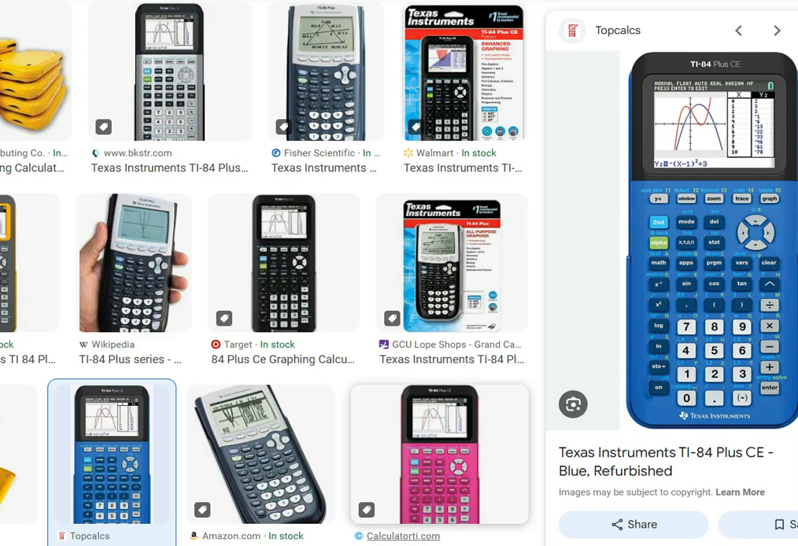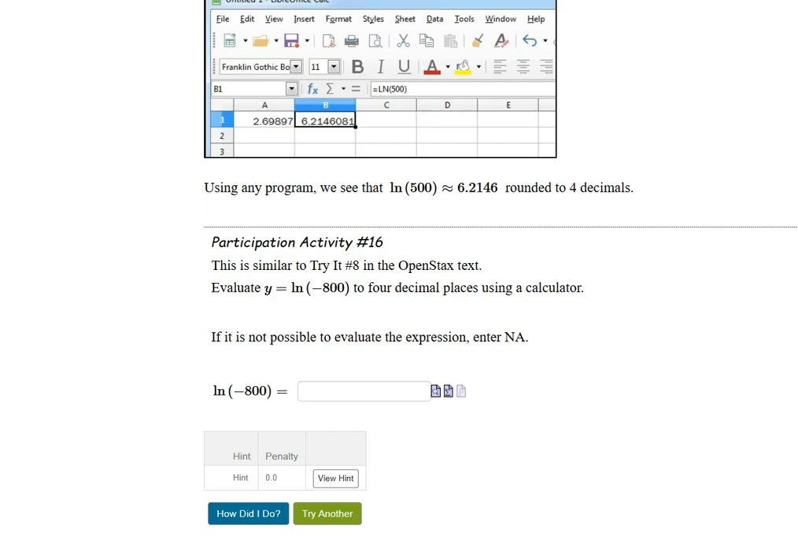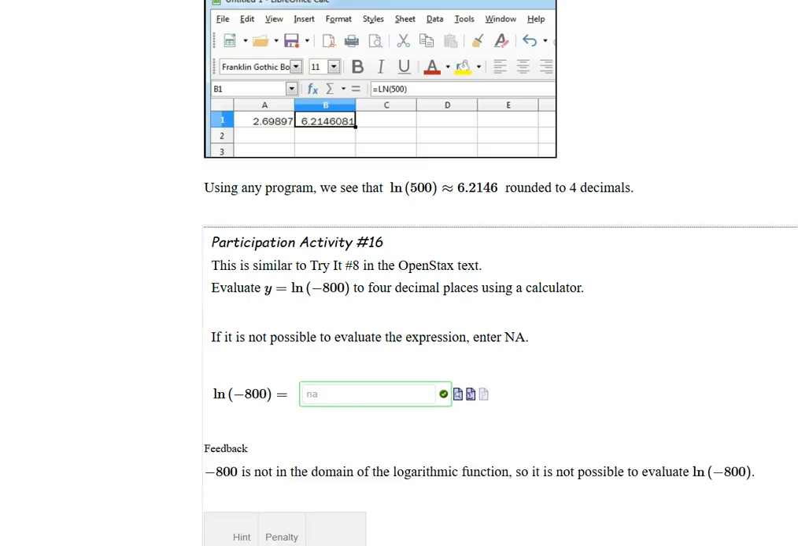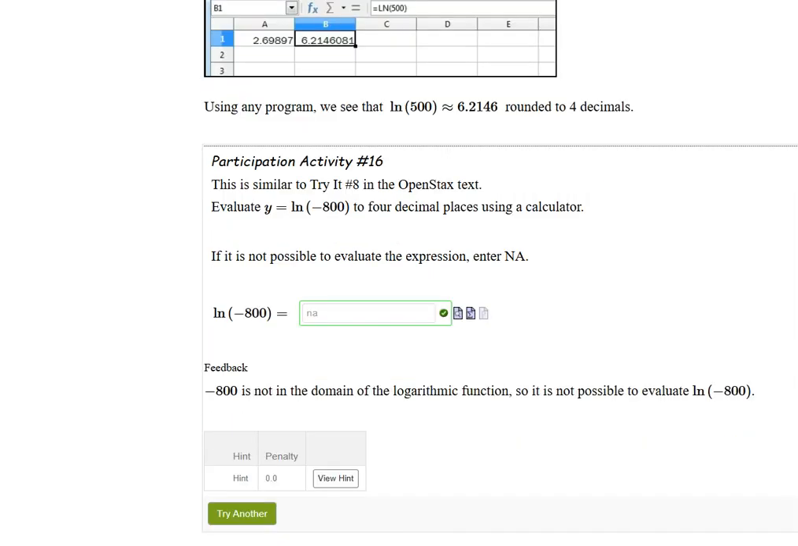Anyway, go back here. Whoops, I was trying to find a picture of that. Type in NA. I assume they want capital letters. I'm going to test this theory. Will they get mad at me if I type lowercase? No, they didn't. Whatever. Okay, that's it.